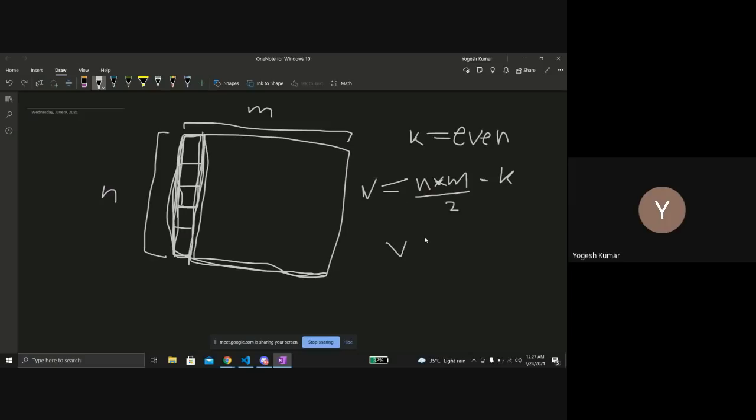So I checked whether this number can fill up this one column. How many dominoes would be required to fill up one column? That would be n by 2, because n is the length of this column, and each domino takes up 2 into 1 space. So I checked whether v is greater than or equal to n by 2 or not.